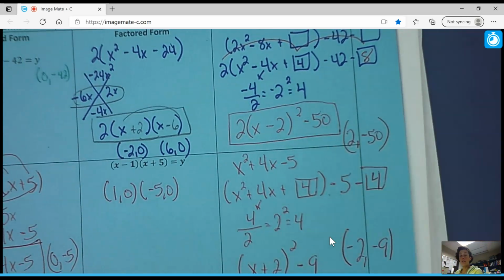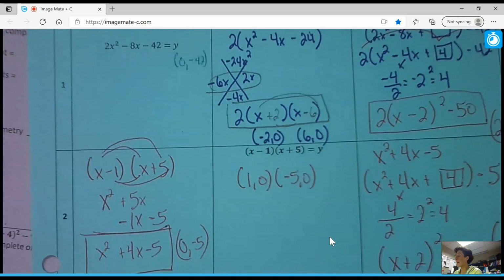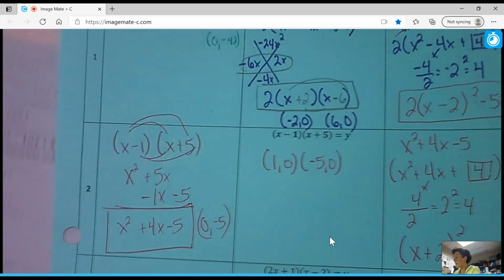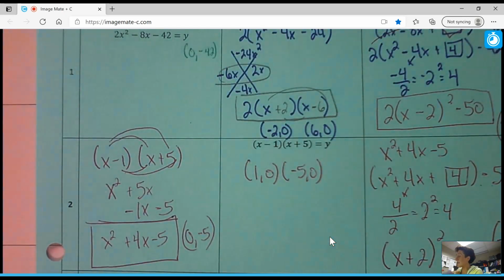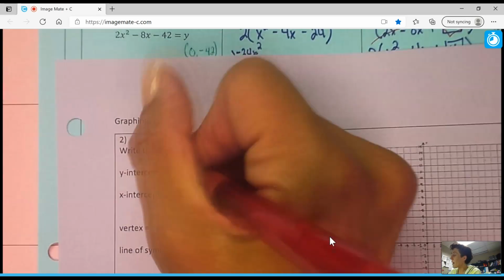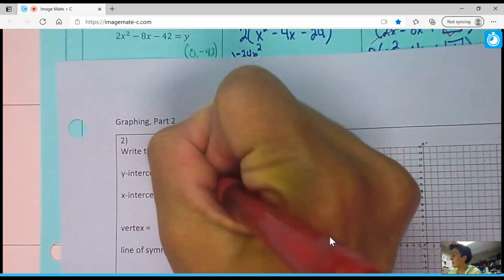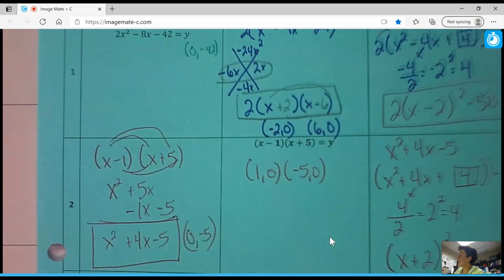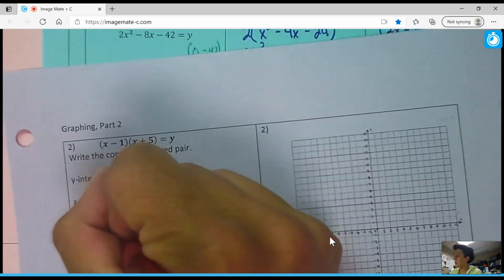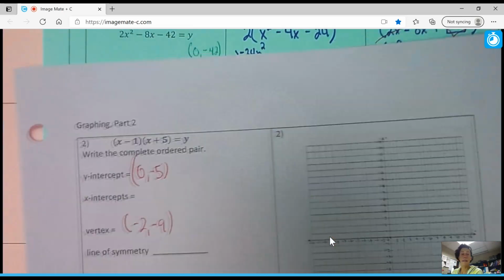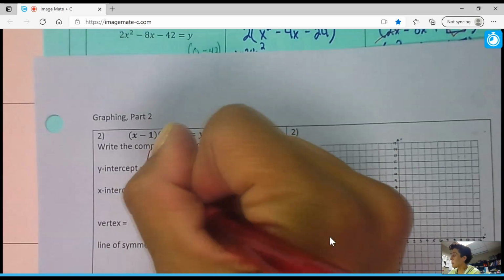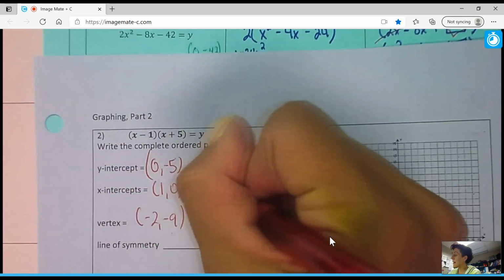And now what you're going to do is go to your purple page and you're going to graph this. So just kind of running through the points that we said. Our y-intercept was 0, negative 5. The vertex we just did, that was negative 2, negative 9. And our x-intercepts were 1, 0, and negative 5, 0.